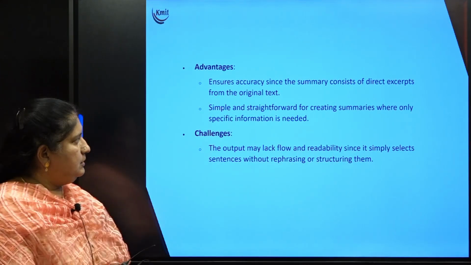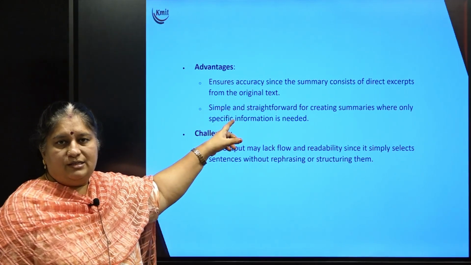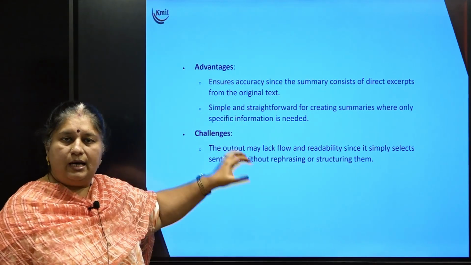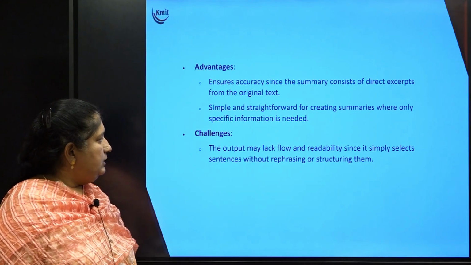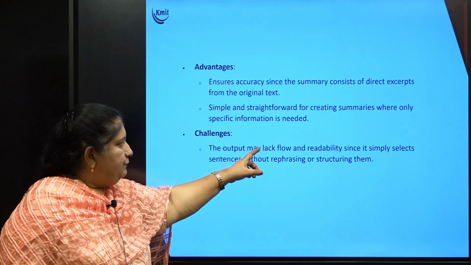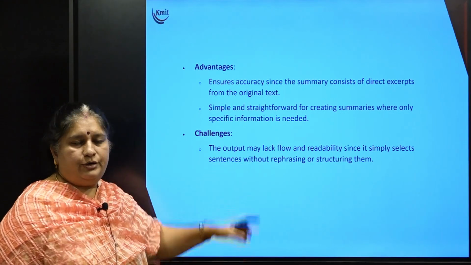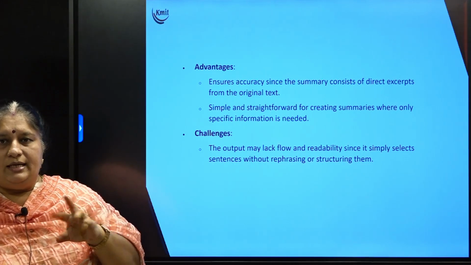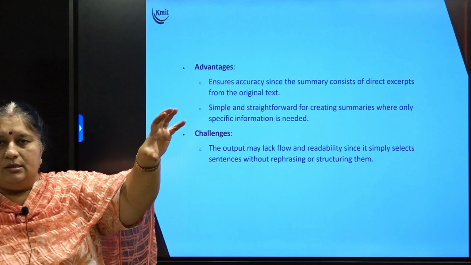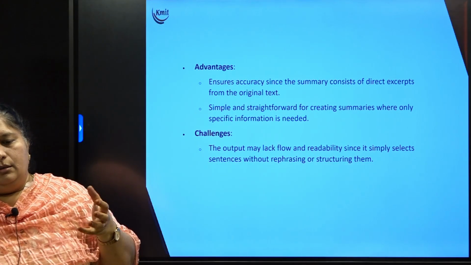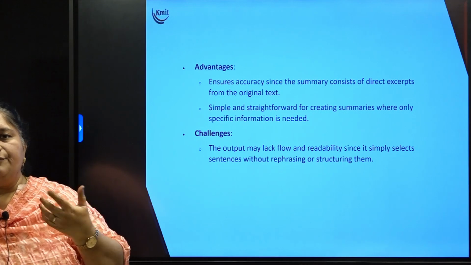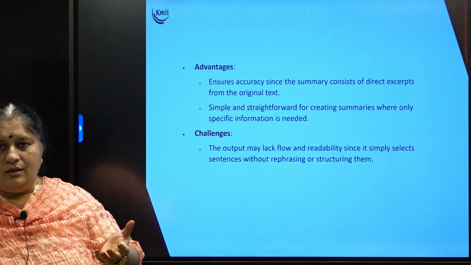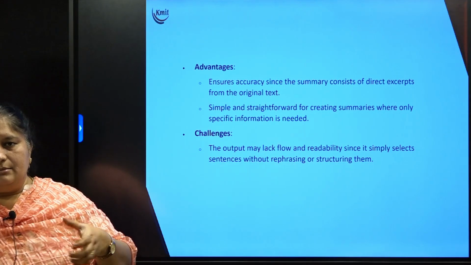What are the advantages? Because you are not rephrasing or paraphrasing it, you are not losing the factual information. The same keywords which are there in the original text are produced here. What could be the challenges? Output may lack flow and readability because you are simply selecting some of the sentences from the paragraph. If I select two sentences, one talking about where he was born, and one talking straight away about what freedom fights he has initiated, or how much time he spent in jail, right? So the relevancy of the sentences might be missing there.